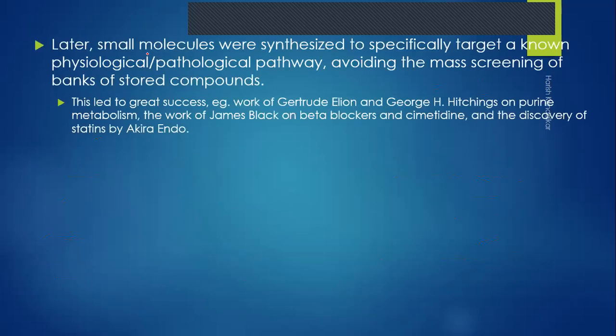So later on, small molecules were synthesized specifically to a specific target, a known physiological or pathological pathway, avoiding the mass screening of banks of stored compounds. So पहले क्या करते थे? ड्रग डिस्कवर करने की कोशिश करते थे फ्रॉम क्रूड एक्सट्रैक्ट्स, राइट? एंड फिर एक बार ड्रग मिल गया, फिर उसके बाद में उसका रिसेप्टर ढूंढते थे, right? So from crude extracts, drug used to be discovered, and after the efficacy was shown, only after that were the receptors found out.